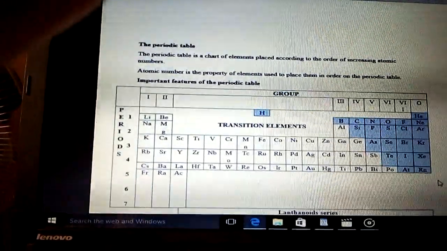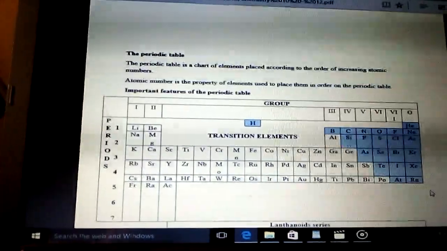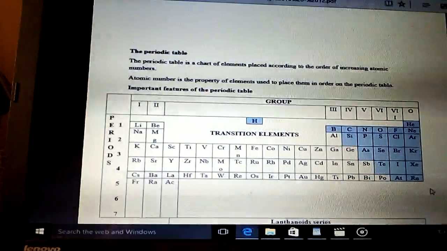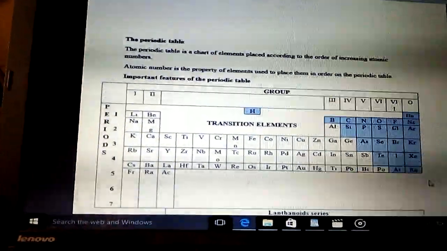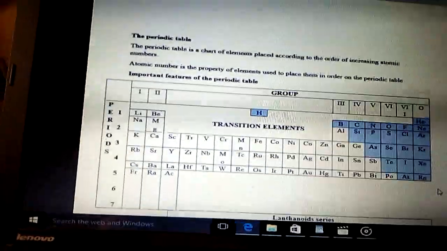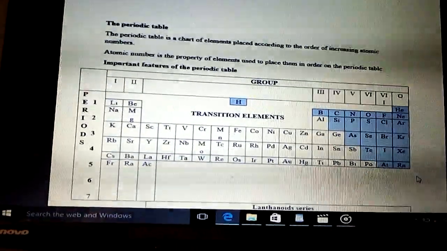The periodic table is a chart of elements placed according to the order of increasing atomic number. So this point simply means that the elements on the periodic table are arranged according to their increasing atomic number. For example, we'll try to check on the periodic table here.